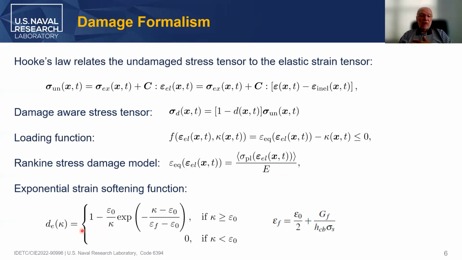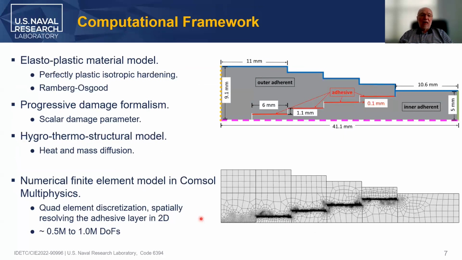Here you see one of the many potential expressions that we can use for this D, how it degrades. This is an exponential law that depends on the fracture strain, which in itself depends on the fracture toughness and the strength of the material. We actually used additional forms of the softening function, as you will see a little bit later.